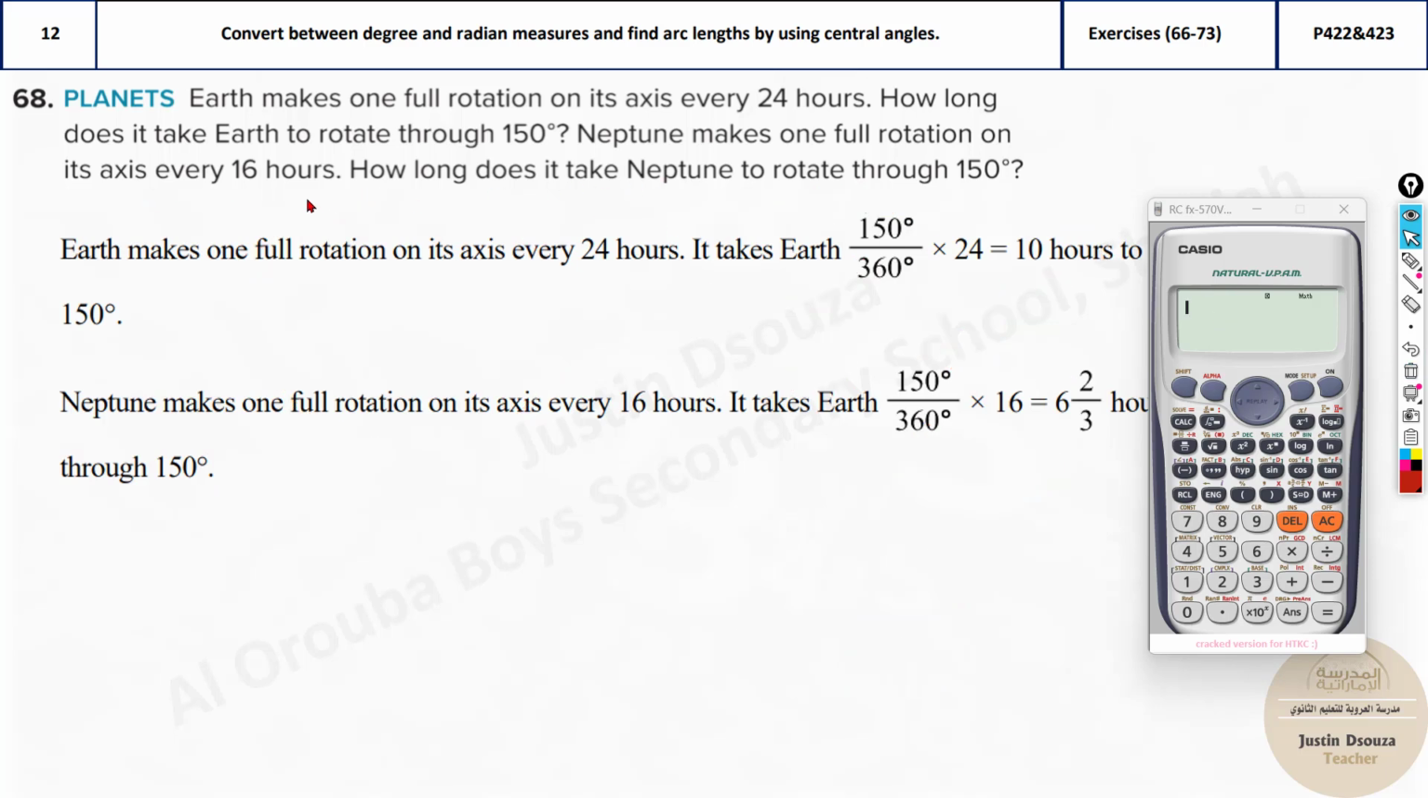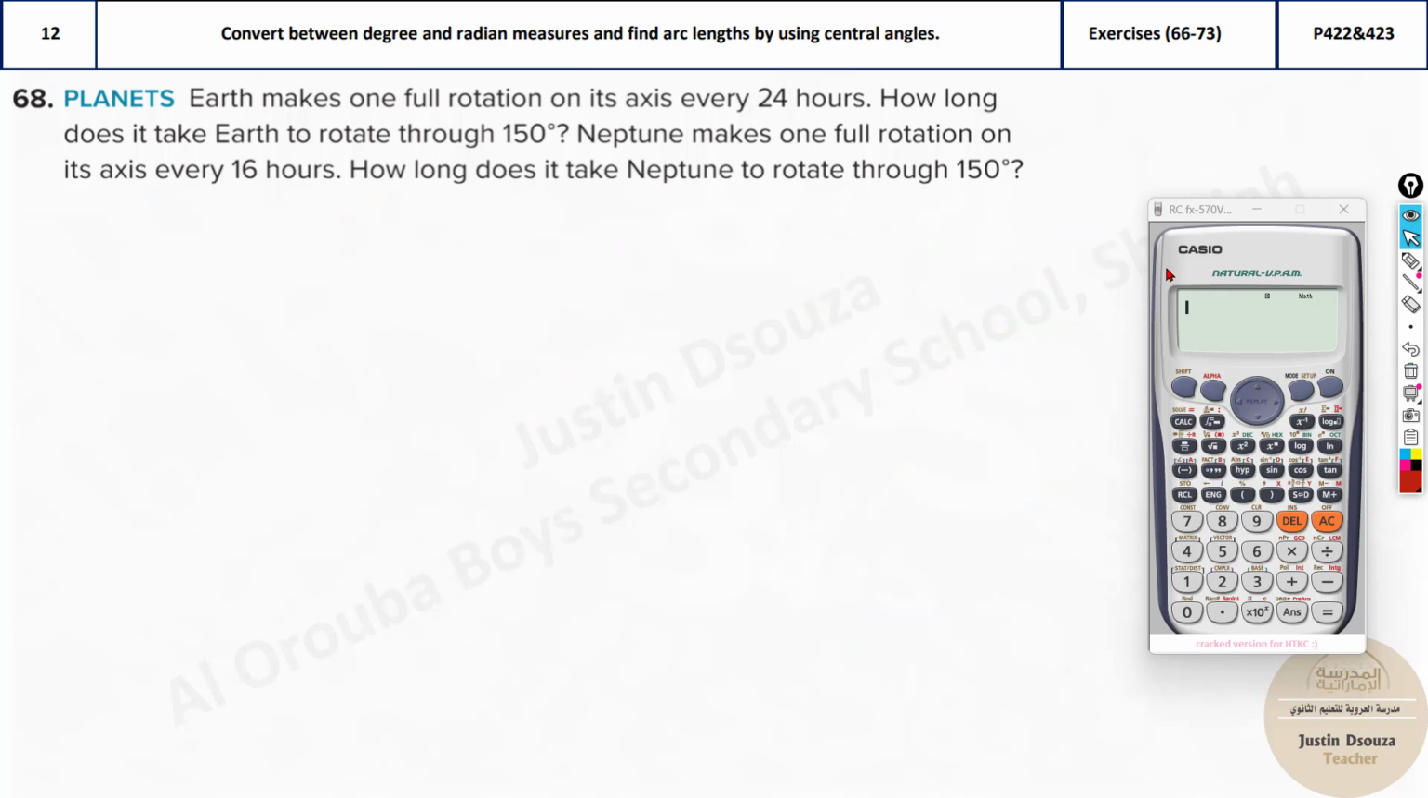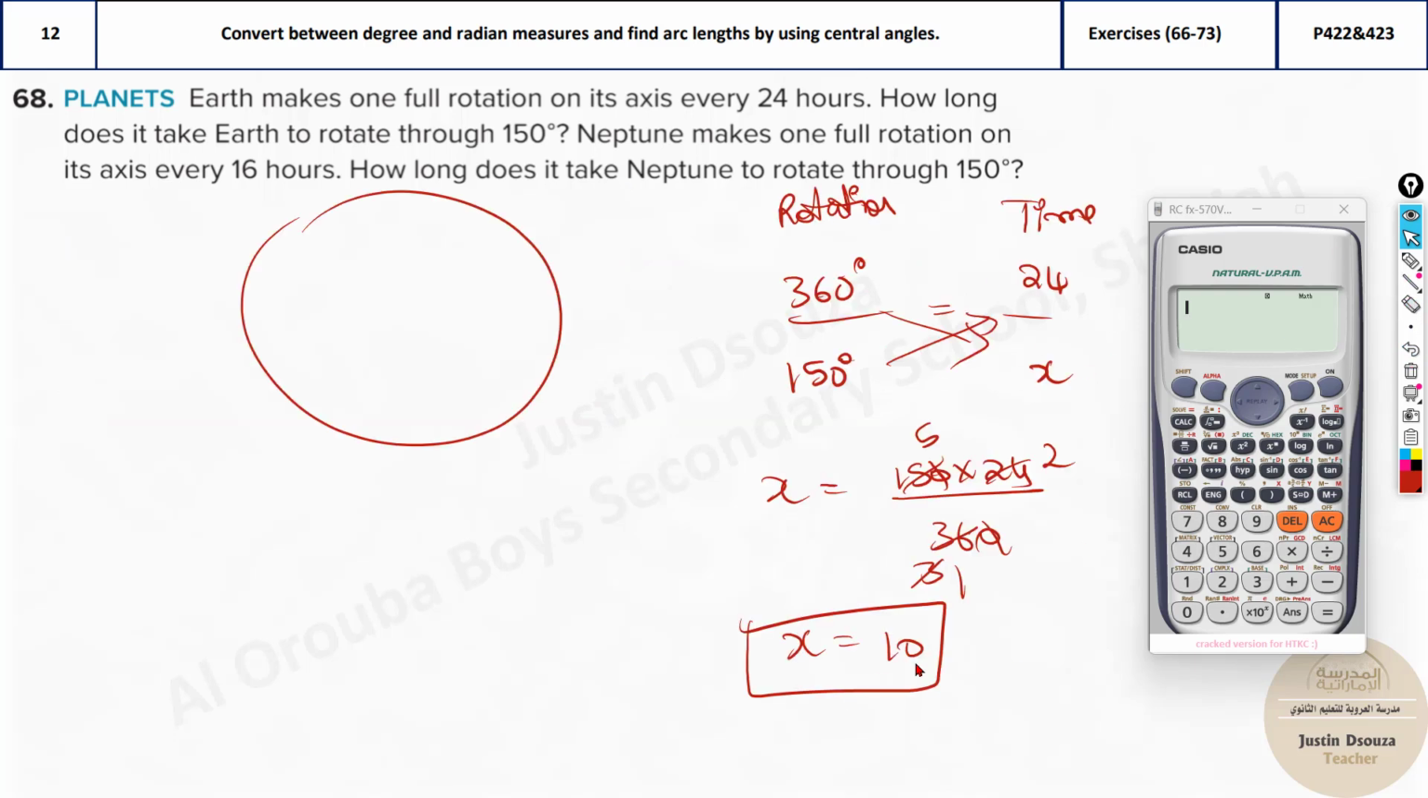But I forgot the second part over here. The same concept is used. Let's do that now. This one, it's just 10 hours. Now, same thing. This is about Earth, right? Now we will do for Neptune. So what happens here? It takes how much time?